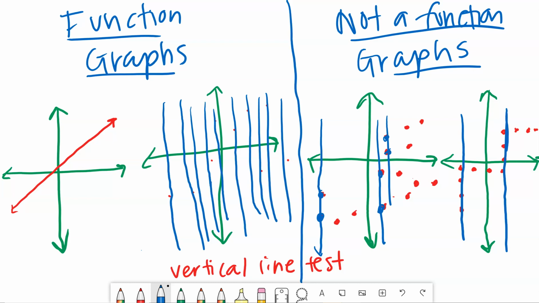It's easy to tell on a table, on an ordered pair, and on a mapping. Remember, on an ordered pair, x is always first, so circle all your x's and see if any of them are repeating. On a table, again, focus on the x only and see if any of the x's are repeating. For mapping, you have to look that only one arrow is coming out from each x. And for the graph, you have to do a vertical line test. All right, guys, if you have any questions, please message us.